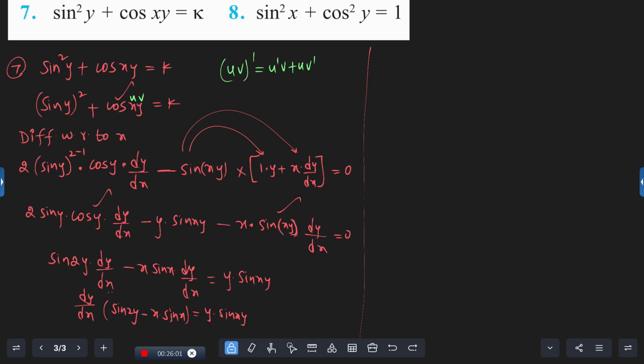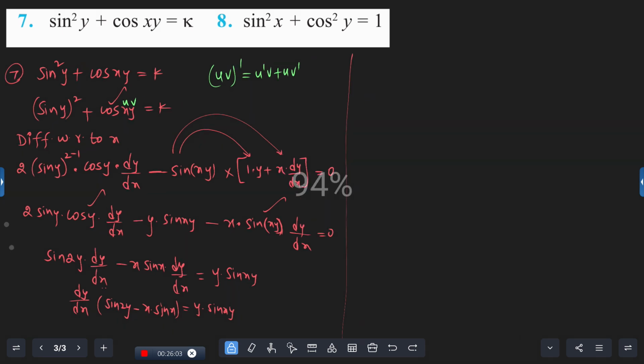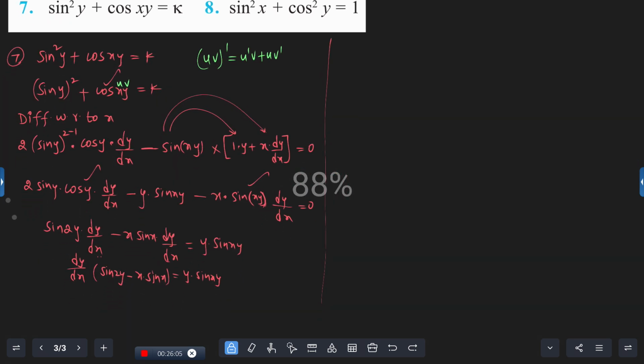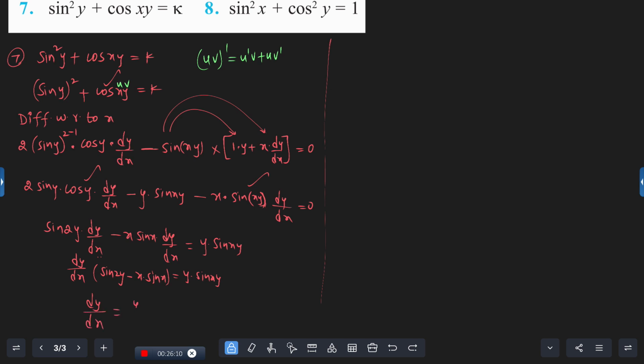I want dy by dx only, no? Then you send that opposite. Then you send this opposite. So that dy by dx stays on one side. Multiply the value when you send it opposite, and you will be getting the required value. What is it then? Sine 2y minus y into sine x. That's it, Raja. This is our required value for the 7th one. I hope you understand. Is it okay?